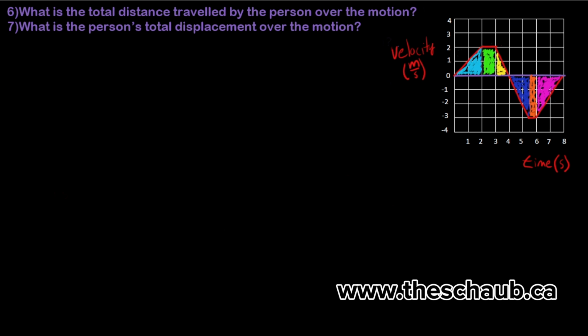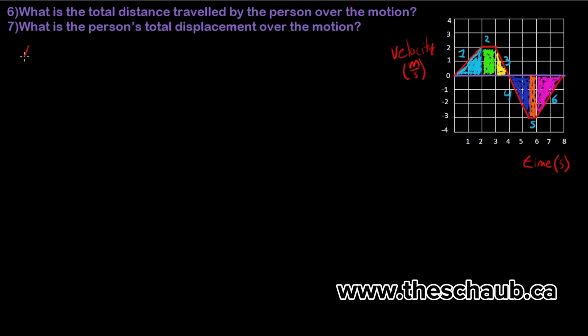We label these segments before calculating their areas. So here, the light blue segment is segment 1. The green segment is segment 2. The yellow segment is segment 3. The dark blue segment is segment 4. The orange segment is segment 5. And the pink segment is segment 6.